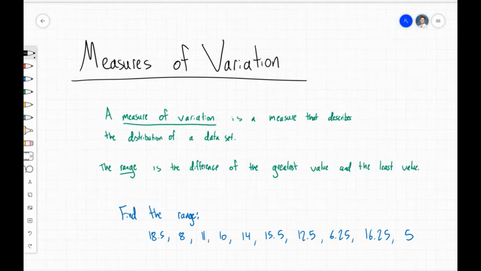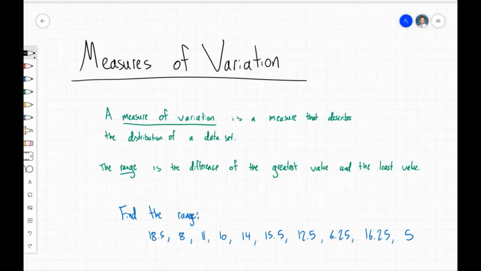the least value. So for example, if you had a bunch of tests and your highest score was 100, but your lowest score was 40, then the range of all of your test scores would be 100 minus 40, which is 60. So that shows you that there's a pretty big range between your two scores.